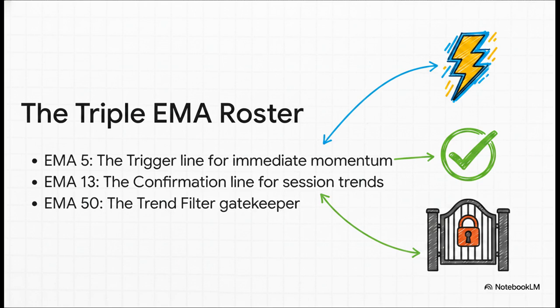Next, we have the EMA 13. Think of this as the confirmation line. It covers roughly 1 full trading session, and it's there to make sure the 5 EMA signal actually has genuine follow-through. And finally, the EMA 50. This is your trend filter. It's the macro gatekeeper. Honestly, it's popped up in half of the strategies we've covered because it's just universally reliable. It acts like a bouncer, simply asking, is the macro trend actually supporting this trade?